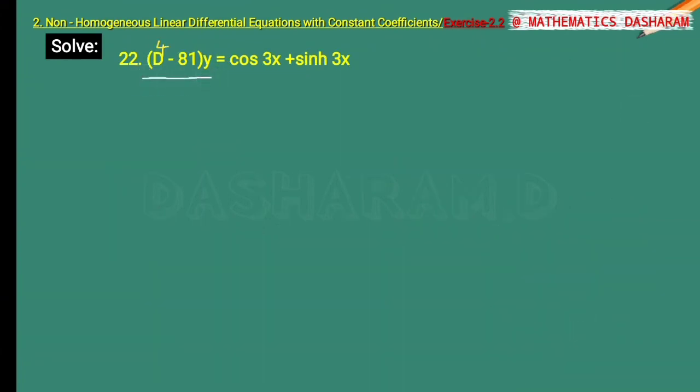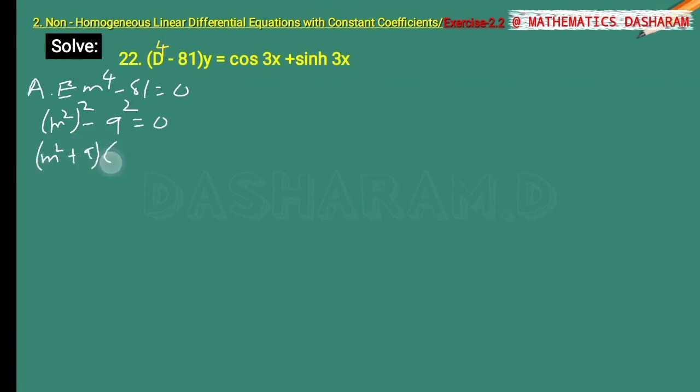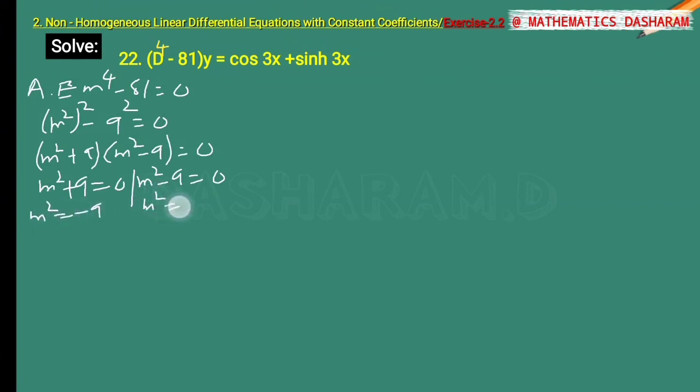22nd question: D to the power of 4 minus 81 into y equals cos 3x plus sinh 3x. So the auxiliary equation is m to the power of 4 minus 81 equals 0. So here (m square) whole square minus 9 square equals 0. By the a square minus b square formula, that is a plus b into a minus b, it equals 0. m square plus 9 equals 0, m square minus 9 equals 0. Here m square equals minus 9, here m square equals 9.